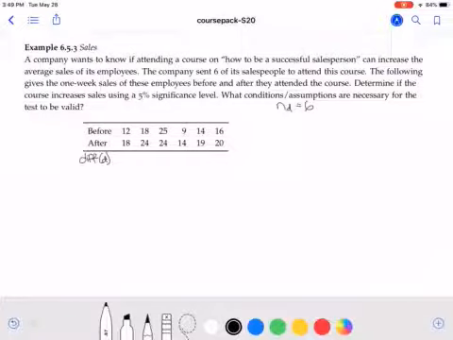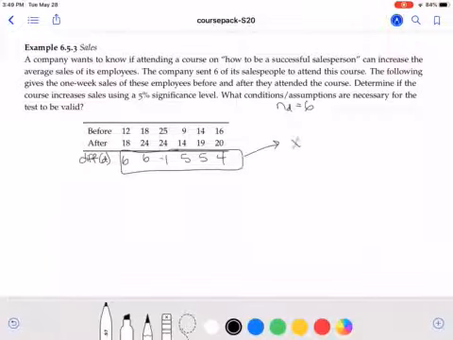So if I take for the first person 18 minus 12, I get a difference of 6. 24 minus 18, difference of 6. 24 minus 25, difference of -1, and so on. So this is the data we now want to work with. We would plug it into our calculator and get a mean, which I'll call X bar sub D, of 4.167. The standard deviation of those 6 values is 2.639.